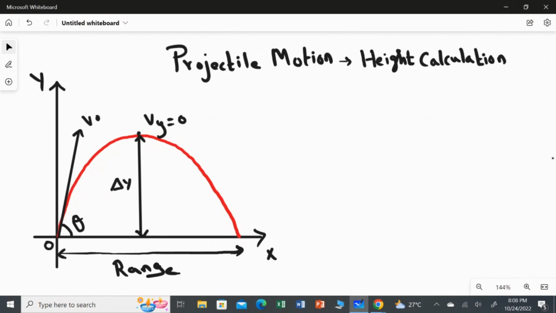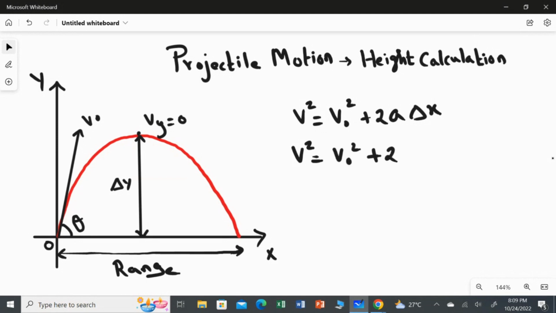Now, for calculating the maximum height equation, I am going to use the third equation of motion with constant acceleration, which we studied in the second chapter. That equation is v squared equals v naught squared plus 2 a delta x. Here, the height calculation is related to the y-axis, so I can modify this equation in terms of the y-axis. Therefore, v squared equals v naught squared plus 2 a delta y.